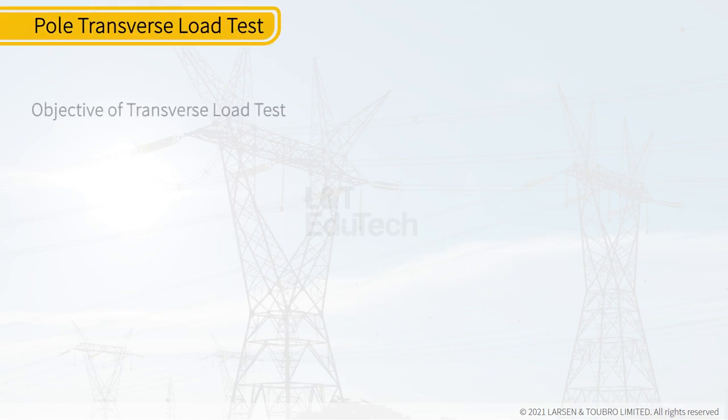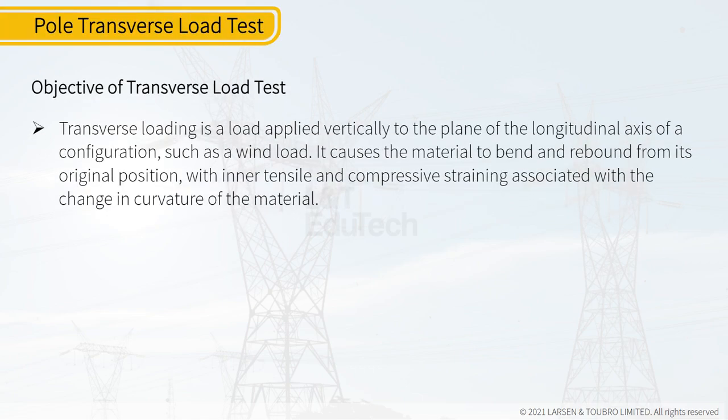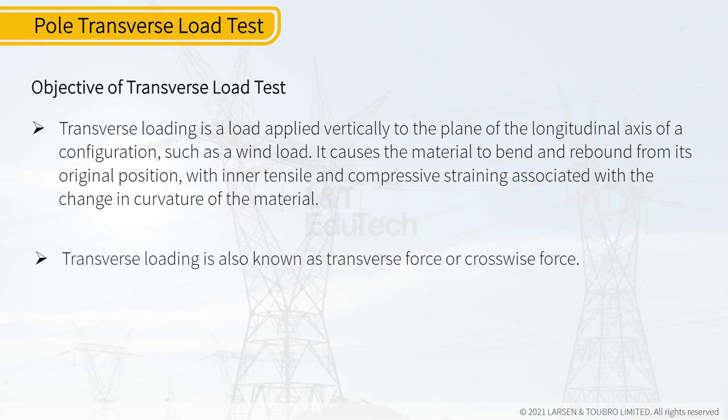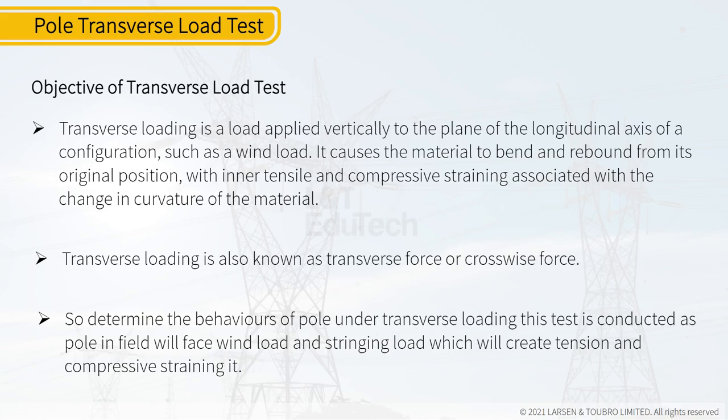Pole transverse load test. Transverse loading is a load applied perpendicular to the plane of the longitudinal axis of a configuration, such as a wind load. It causes the material to bend and rebound from its original position, with inner tensile and compressive straining associated with a change in curvature of the material. Transverse loading is also known as transverse force or crosswise force. So, we determine the behavior of the pole under transverse loading.